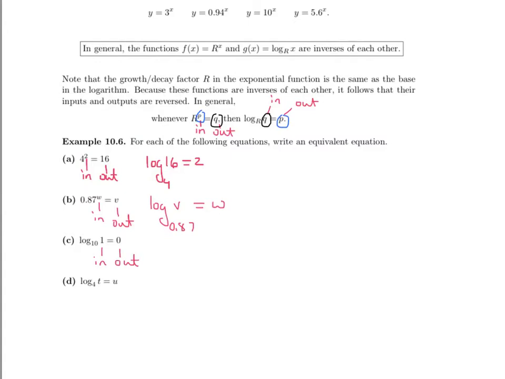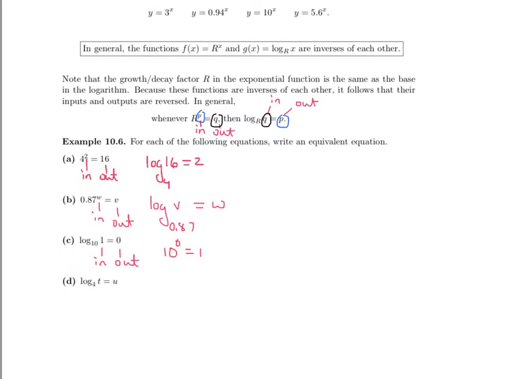The base is 10. So if the base is 10, then in terms of exponential functions, we could say that 10 raised to the 0 power is equal to 1. And again, the 0 is the input here, which is the same as the output here. The 1 here is the output. Over here it's the input.